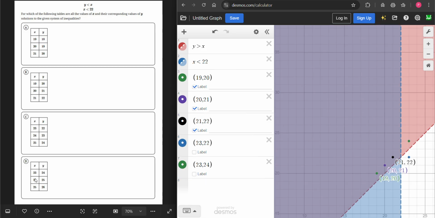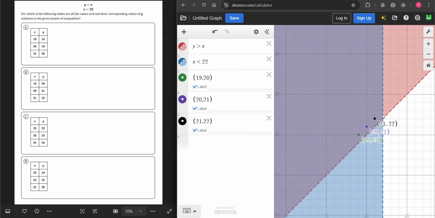Neither of these coordinates falls into the region, nor this. So our actual answer is option B. As you can see, all of the three coordinates, 19, 20, 20, 21, 20, 22, actually fall on this region.